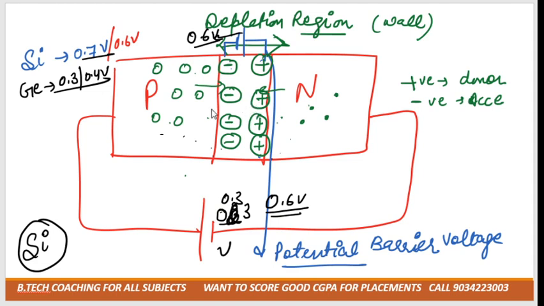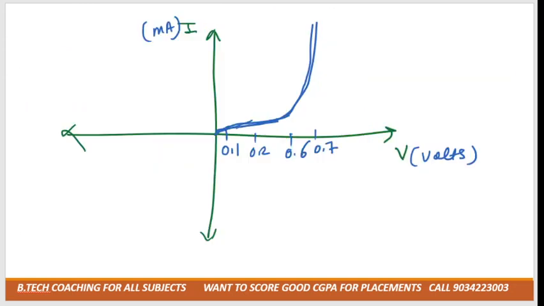Why? Because up to 0.6 volt the wall does not break, so current is not able to flow, and girls and boys will not be able to move. But after 0.6 volt, they will be able to move very fast, and they will meet. Now this is the graph of which biasing? Is this forward biasing or reverse biasing? Yeah, this is forward biasing, and this is the case for silicon.